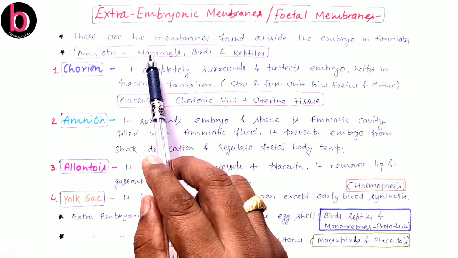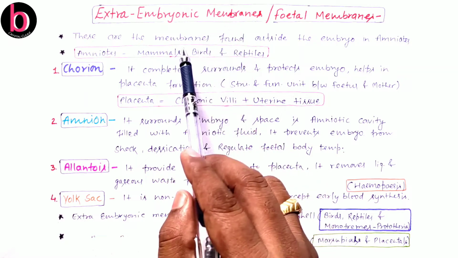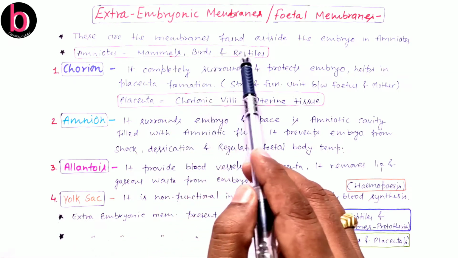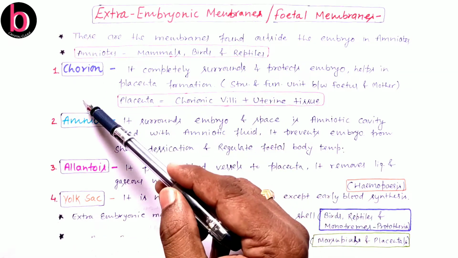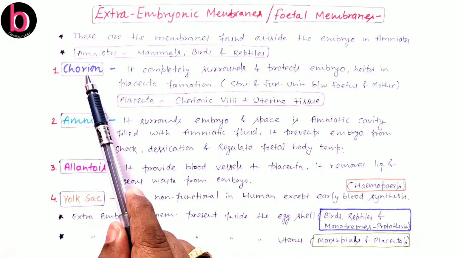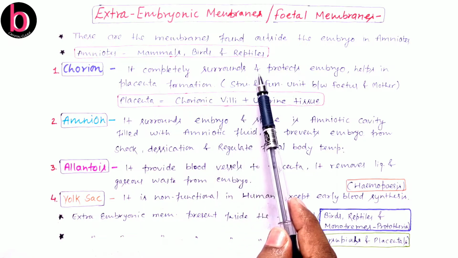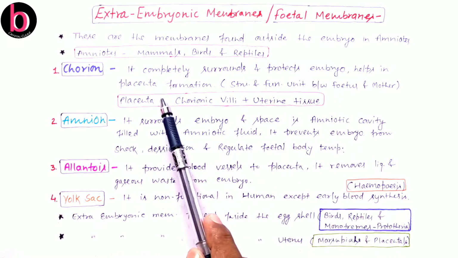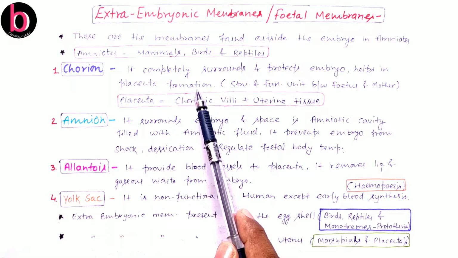Amniotes are the organisms carrying extraembryonic membranes. These are mammals, birds and reptiles, and these are four kinds of extraembryonic membranes. First is the chorion that totally surrounds and protects the embryo. This helps in placenta formation.